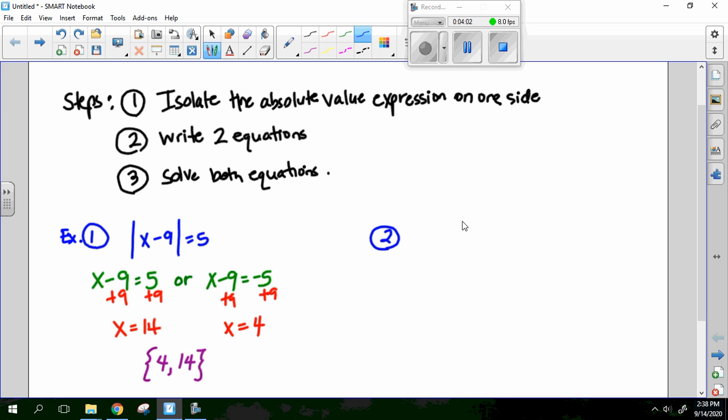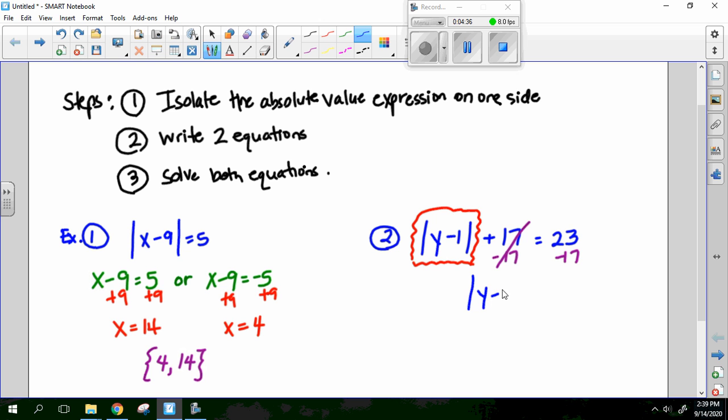Okay, I'll do another one that won't take too long, and then I'll probably stop the video and do another one. All right, so let's look at the absolute value of y minus 1 plus 17 equals 23. Okay, now remember, step one is to isolate the absolute value expression on one side. Well, here's the absolute value expression, and it is not the only thing on the left. All right, and so we have to move the plus 17, all right, by subtracting it, so that we isolate the absolute value part on one side.